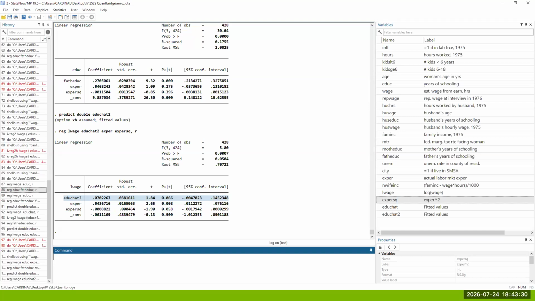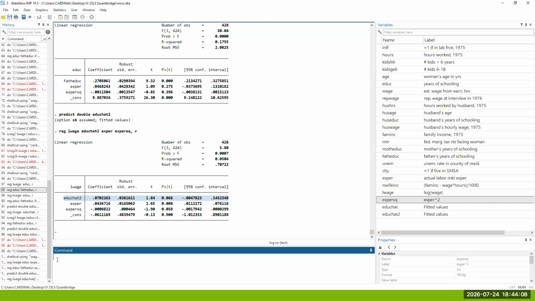Yes, exactly. So the relevance assumption says that your instrument must have a direct relationship with your endogenous variable. Our endogenous variable in this case is education. The instrument we are using is father's education. You want father's education to be directly related to the child's education. And if we say directly related, it should have a significant association with the endogenous variable.